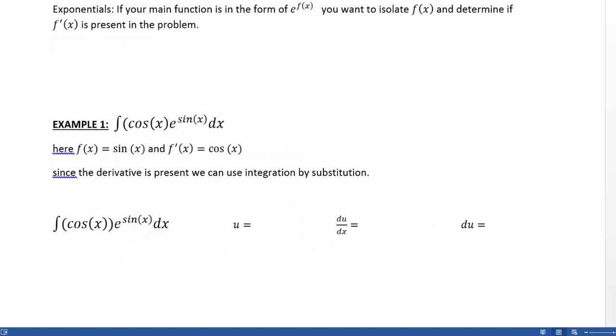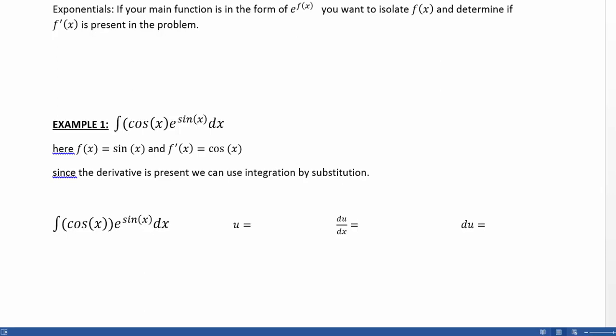With exponential functions, you want your main function in the problem to be of the form e to some function f of x. What you want to do is first look at that power of e. You might need to isolate it on the side if you can't do this visually, and determine if the derivative of the power is also present in the problem. If it is, then your function is a good candidate for substitution.